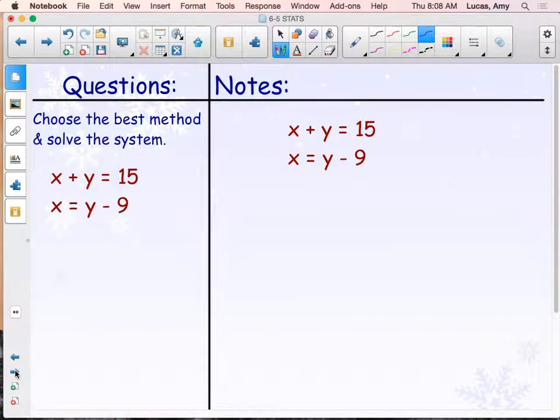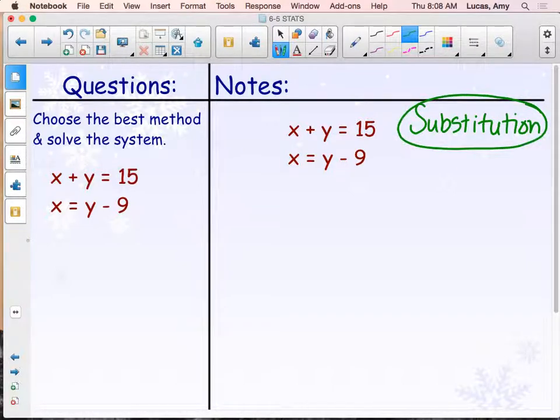My next system, I am going to go with substitution on this one because I have one variable all alone, and that is the x. So I circle the x that's all alone, I circle the other x, and what I can replace x with is y minus 9. So y minus 9 plus y equals 15.